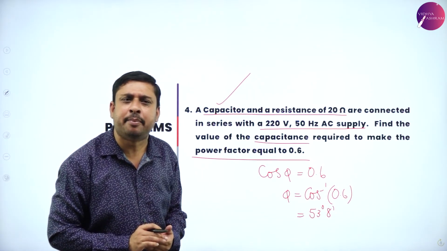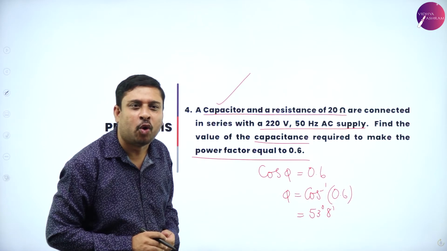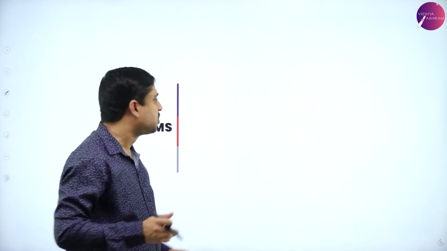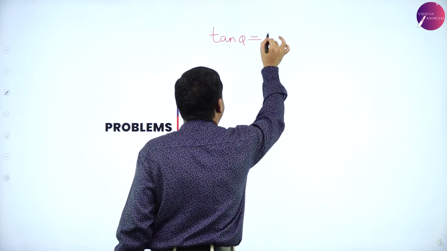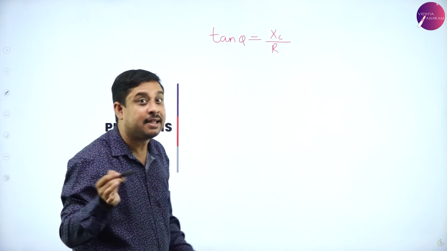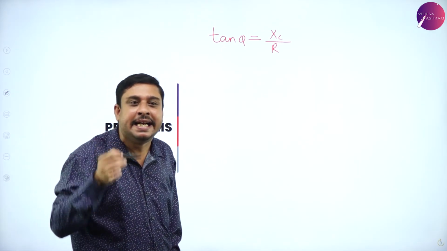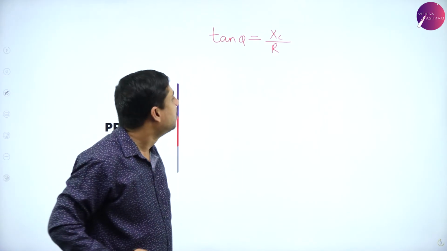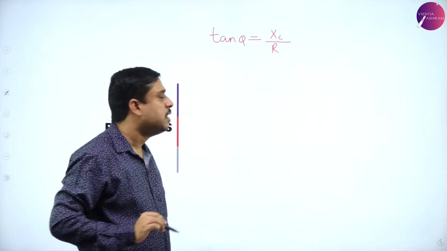We have to find the capacitance value. Why did we find the phase angle phi? Do I know the expression for tan phi? Very good. So we know tan phi is equal to XC by R, because there is no inductor. XL minus XC by R is written only if the inductor is present. Here the inductor is absent. So tan phi is XC divided by R.